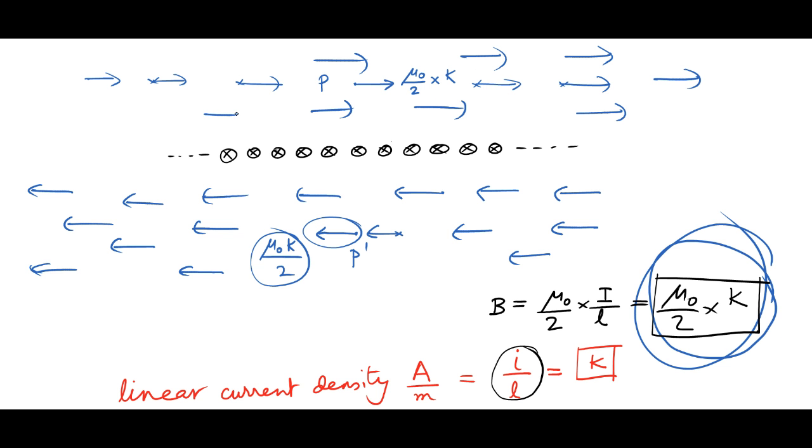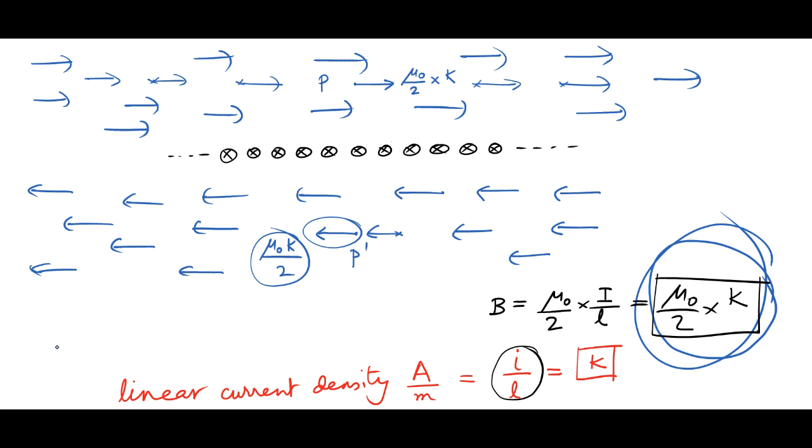So what we have got actually is a uniform field above the plane. Its value is mu naught k by 2, and it is towards the right. And below the plane, on the other hand, we have got another uniform field, but now, although its value is still mu naught k by 2, it is pointing towards the left.